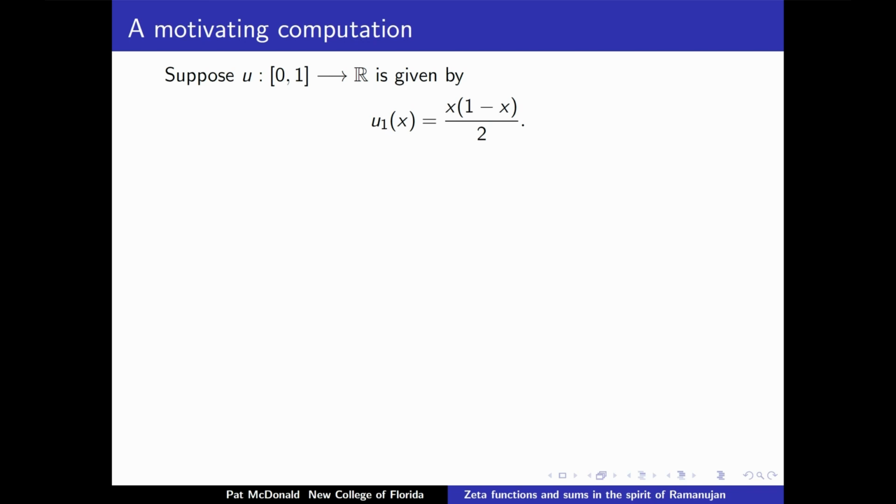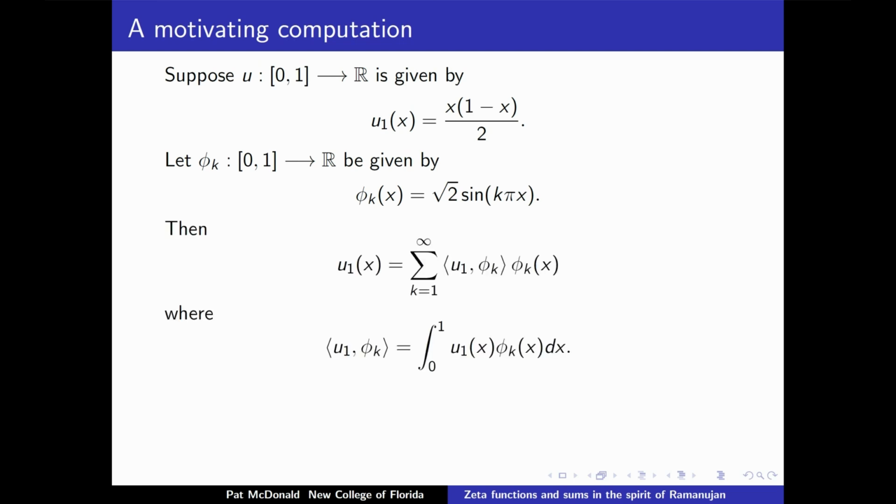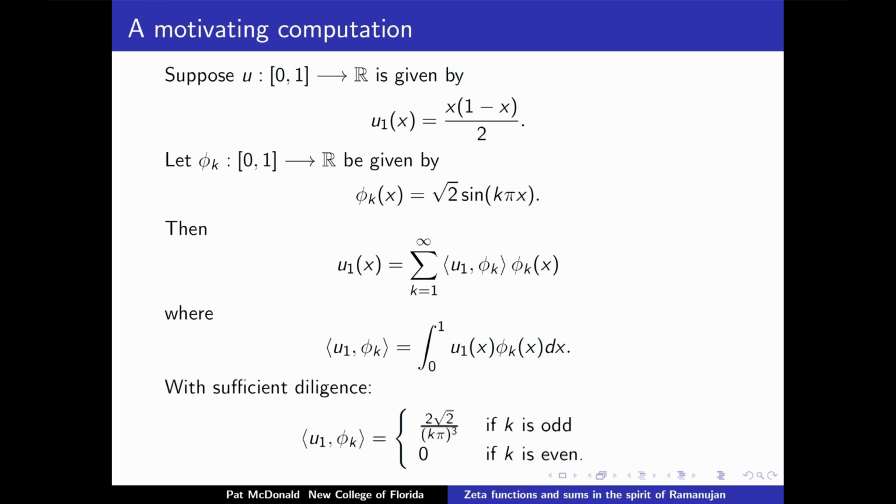Suppose I take a function just on the closed unit interval, say a polynomial. It vanishes at the endpoints. That's important. Then I look at standard Fourier modes on this interval. So phi k is just a sine function. I can represent u on this interval as a sum of coefficients times these Fourier functions. And I can tell you what the coefficients are. You get them just by integrating. I think probably everyone in here could do this integral with sufficient diligence. Here's what you get.